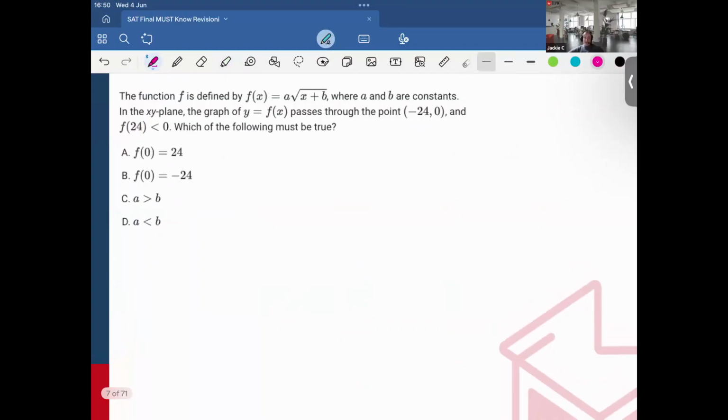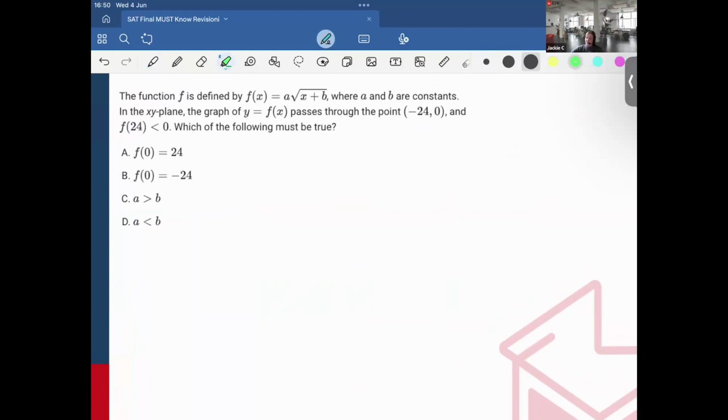So this one, the function f is defined by f of x is equal to a square root of x plus b, where a and b are constants. In the xy plane, the graph of y equals f of x passes through the point negative 24, 0, and f of 24 is less than 0. Which of the following must be true?